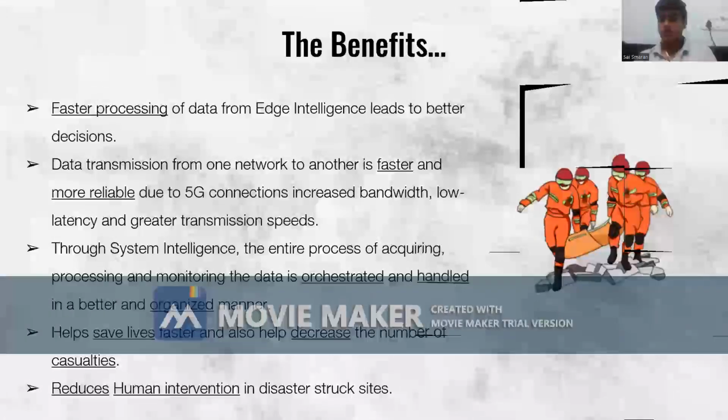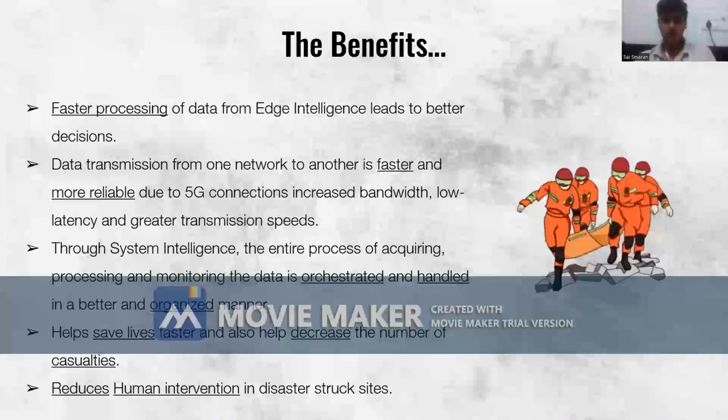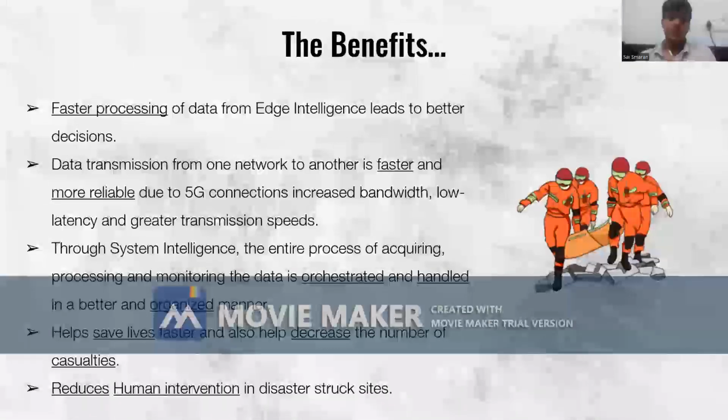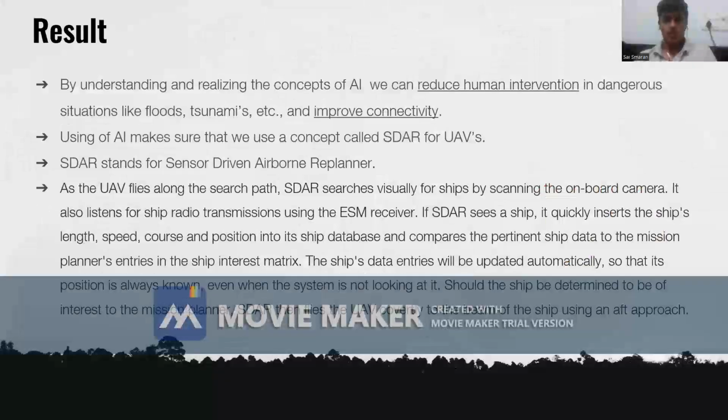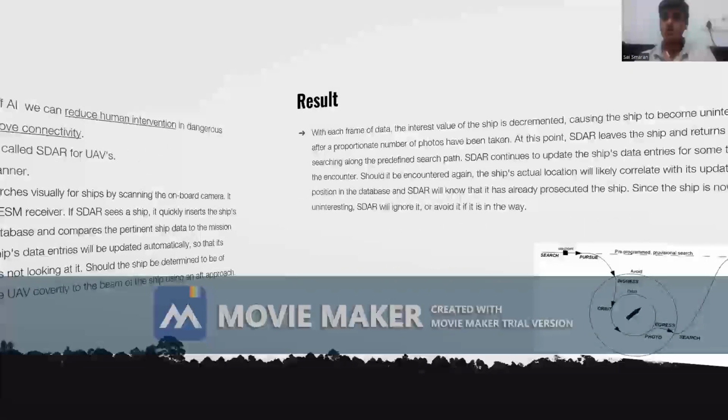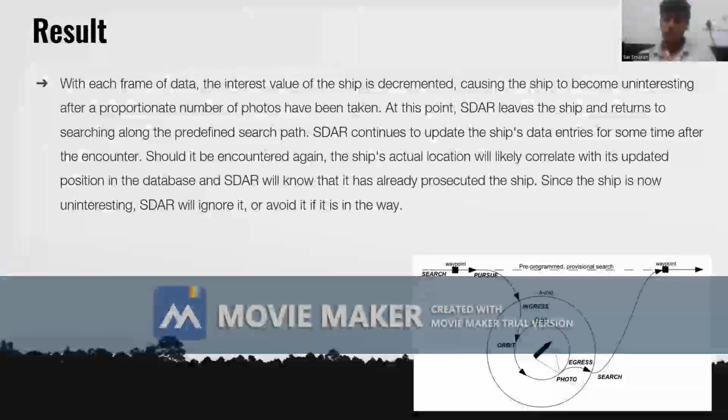So the benefits: the processing speed is high because of edge intelligence, and data transmission is also good because of low latency, and that is possible only because of 5G. And through system intelligence, the whole process of acquiring the data, processing, monitoring is also more organized. So the result, the UAVs in autonomous operations can use SDAR, which stands for Sensor Driven Airborne Replanner. What is it if you ask? It is the very core of autonomous UAVs.